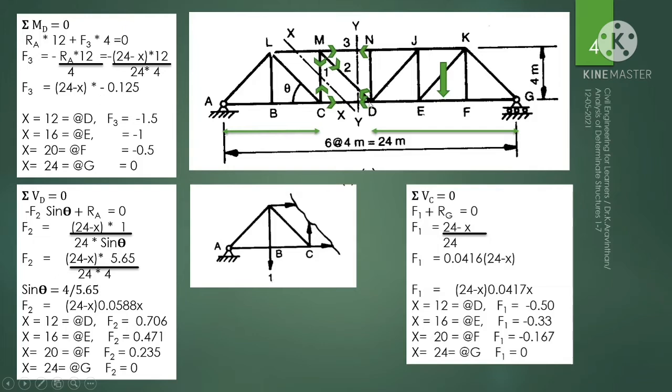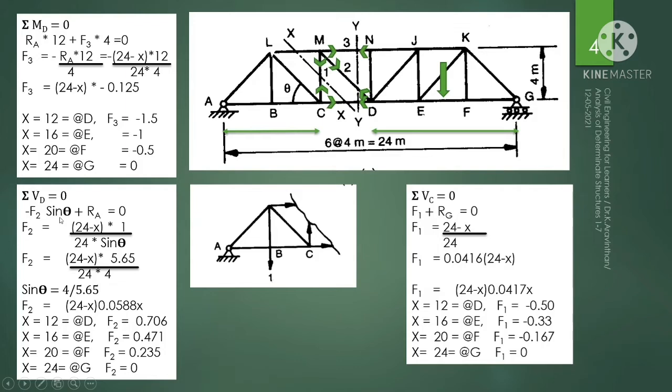The remaining coordinates are, up to D we have found the first region, and if you want to extend to the further regions, this is at section D, joint D is at 12-meter distance. So let us substitute 12 here. 24 minus 12 into minus 0.125. I will be getting minus 1.5, and for E it is 16 meter. If I substitute 16 here, I will be getting 1, and similarly for 20 and 24. Note that at 24 we are getting 0. Okay.